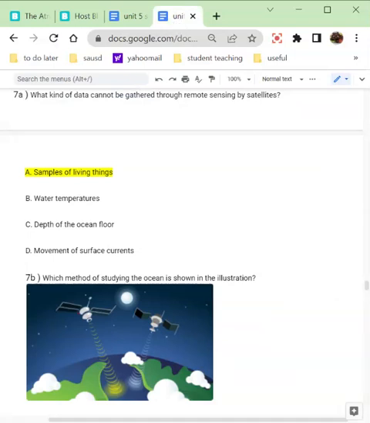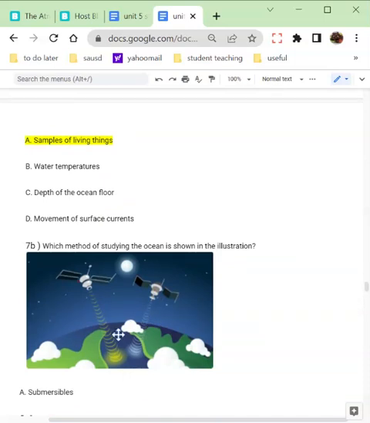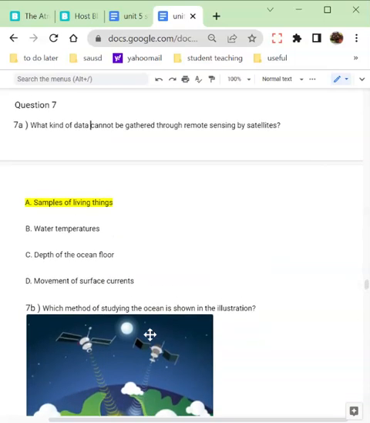Okay, so which kind of data cannot be gathered through remote sensing by satellites? Down here we have a picture of remote sensing by satellites. The satellites are all the way up in space, and they're using kind of like a sonar detection tool. And here are the 3 things that they can gather, and that's water temperatures, right?